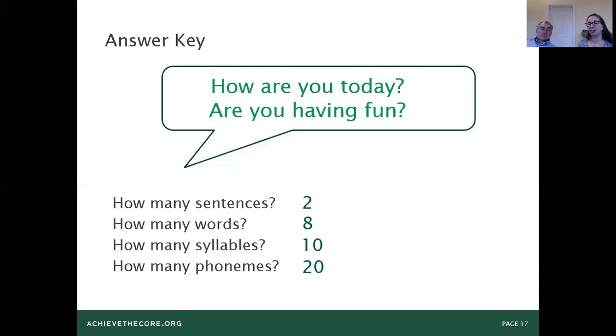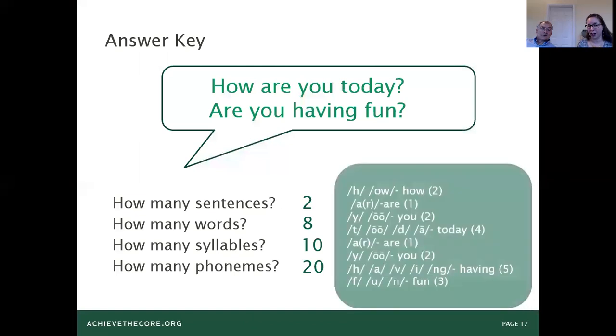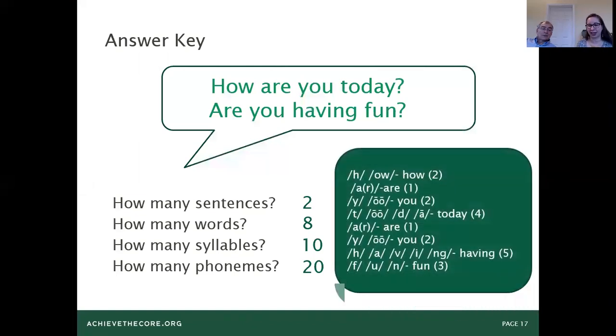Just to make sure, if you really need to check your work, we have a further answer key here that shows you the phonemes that we found in each of these words. So you can pause and compare to your own work if you didn't get to 20. And if you disagree with us, feel free to email us why, as we've gone back and forth with this one. Yeah, we had a little trouble with this.